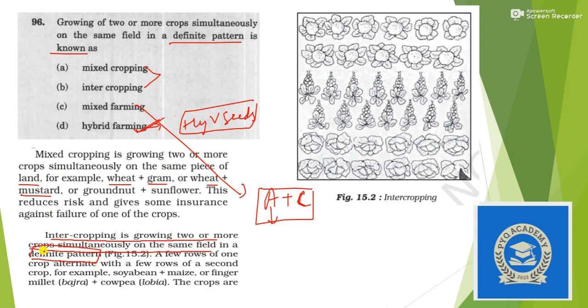This is the difference. Okay, you can see this image is of intercropping, in which cauliflowers, beans, and cabbage are grown in the same field in some definite pattern. And the question was asking about definite pattern, so our answer is option B, intercropping.